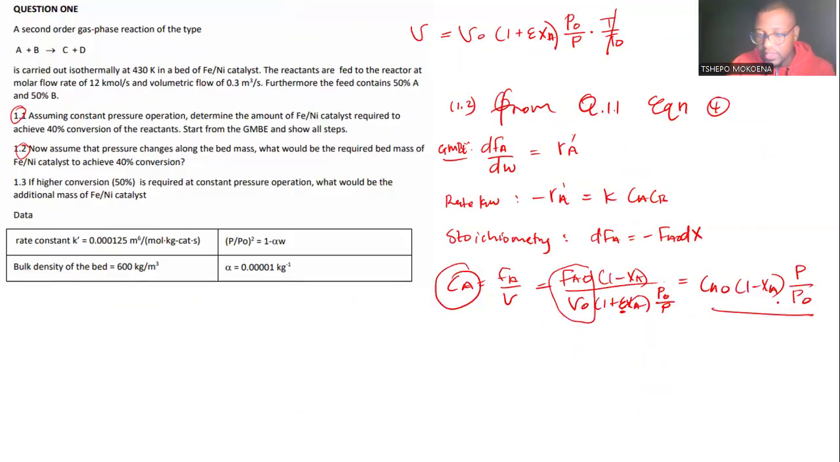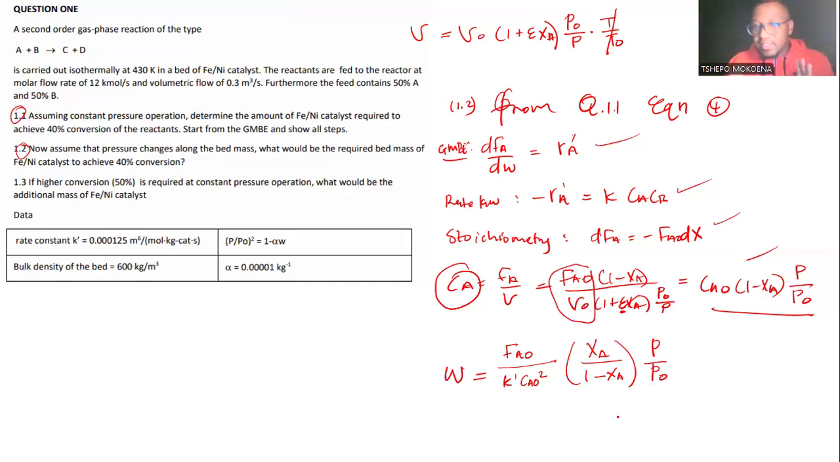You will combine it, you will see. Combine this with this, to this. Okay, combine all of those. You'll get something like this. W is equal to FAO divided by K, CAO squared, XA divided by 1 minus XA, P over P sub naught.